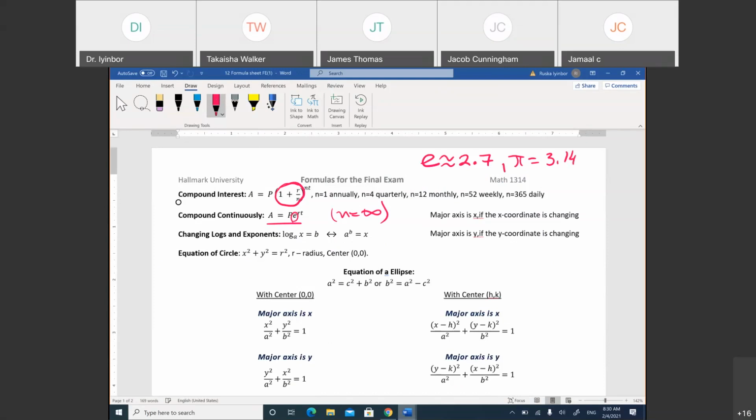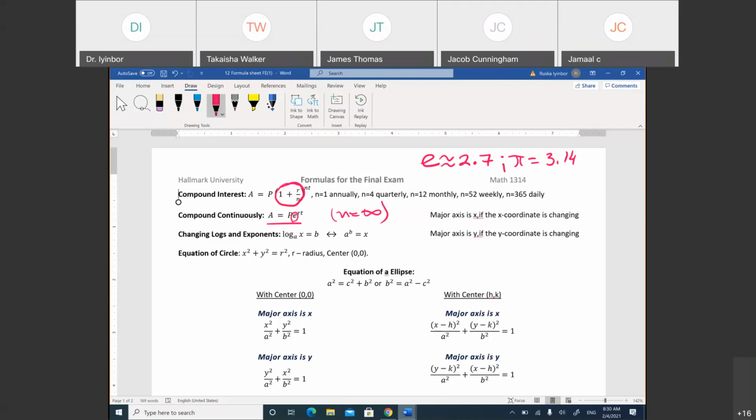Okay, e and pi are irrational numbers, which means the numbers after the decimal point continue forever. They're not repeating, there is no order, they continue forever. So numbers like this are called irrational, and e is about 2.7. We're going to use e for logarithms a little bit later. Just keep in mind e is a number which is about 2.7.